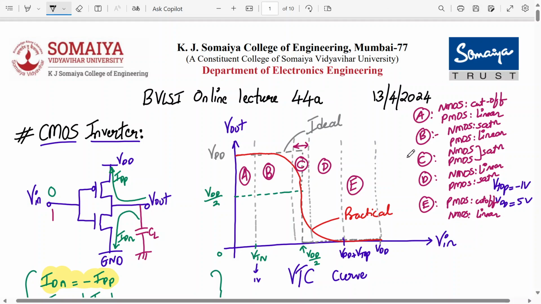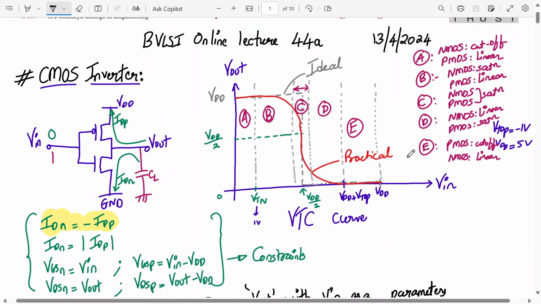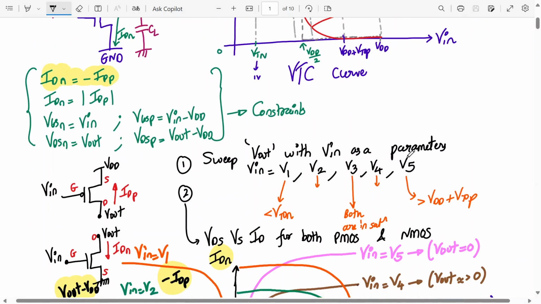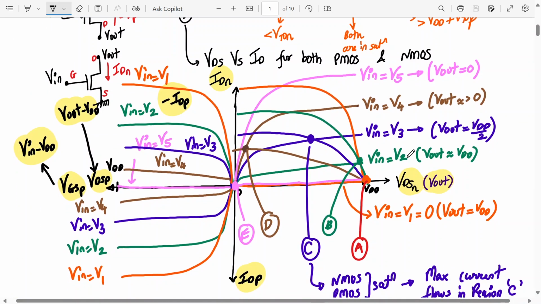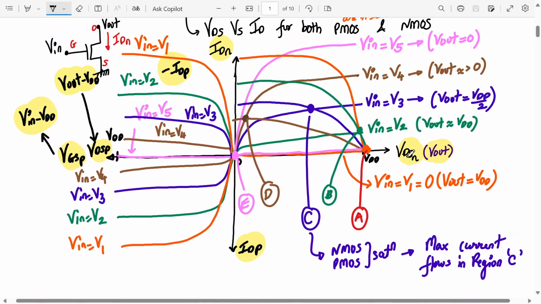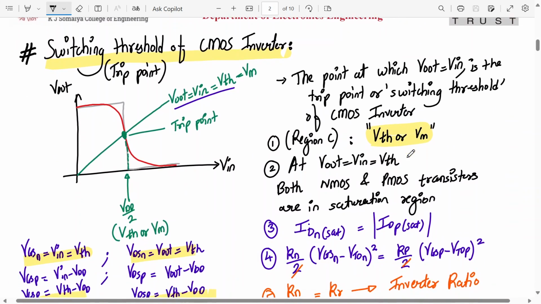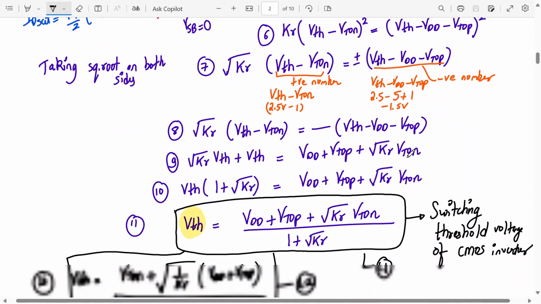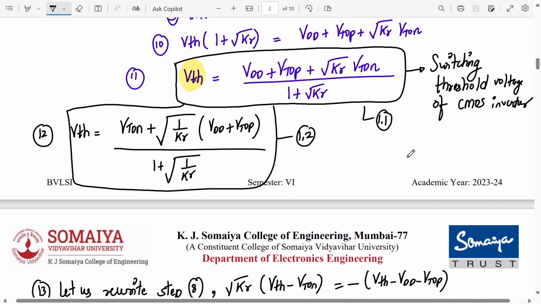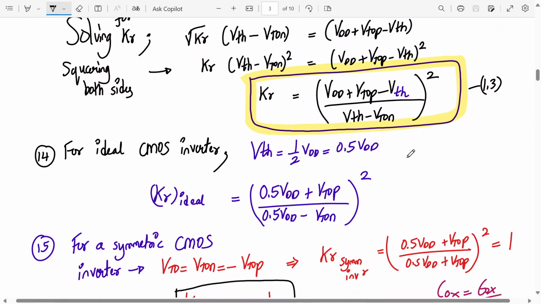Okay, so in this lecture we have covered the CMOS inverter or the VTC curve with different operating regions A, B, C, D, E. Then we have superimposed the characteristics of drain current for NMOS and PMOS together versus Vout and Vin together. I mean VDS and VGS. Then we have derived the expression for switching threshold for the CMOS inverter. Now this is important for the sake of the derivations. This is the first derivation for the switching threshold.